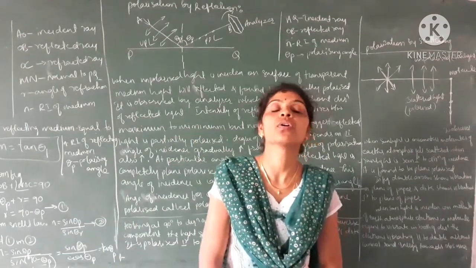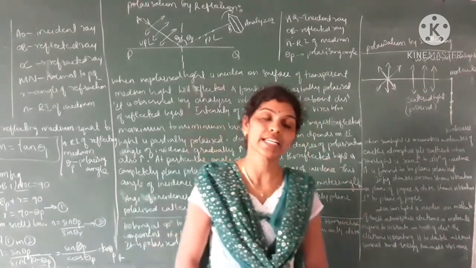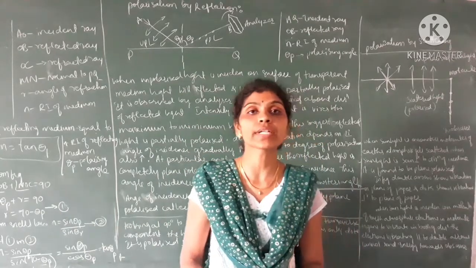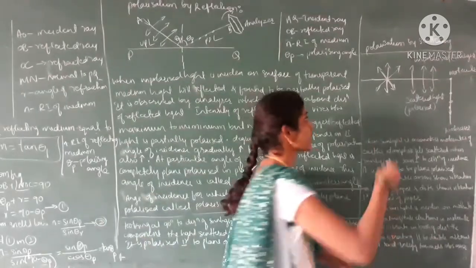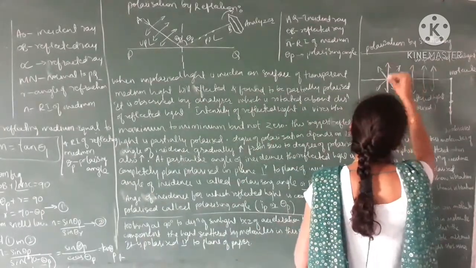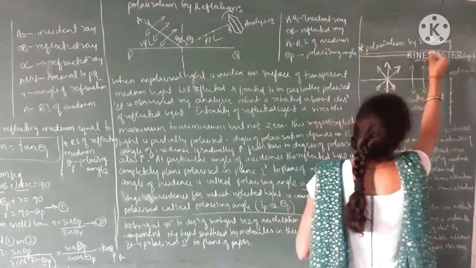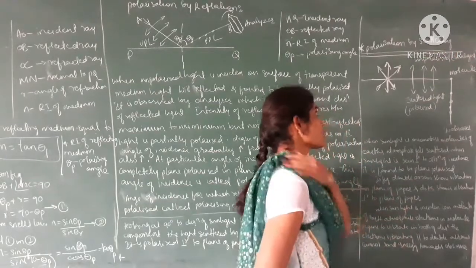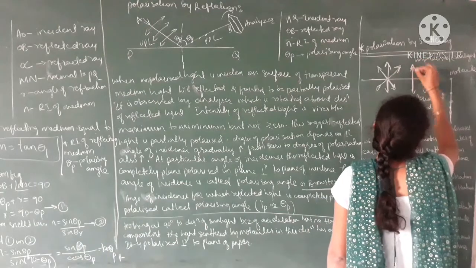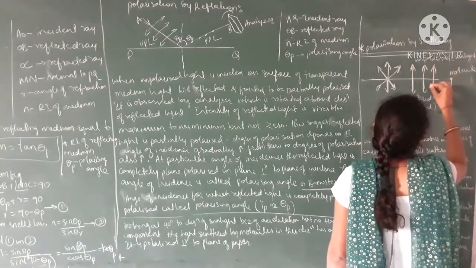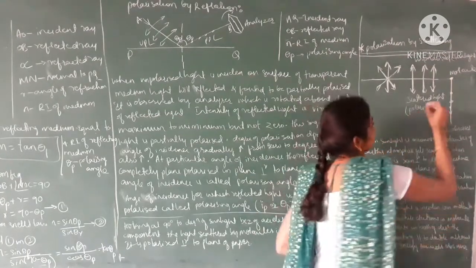Okay, next we shall discuss polarization by scattering. How polarization takes place by the scattering process, we will discuss. This is the diagram we are using to explain how polarization of light takes place by scattering. These are unpolarized light, this is the molecule, and these are the scattered light.